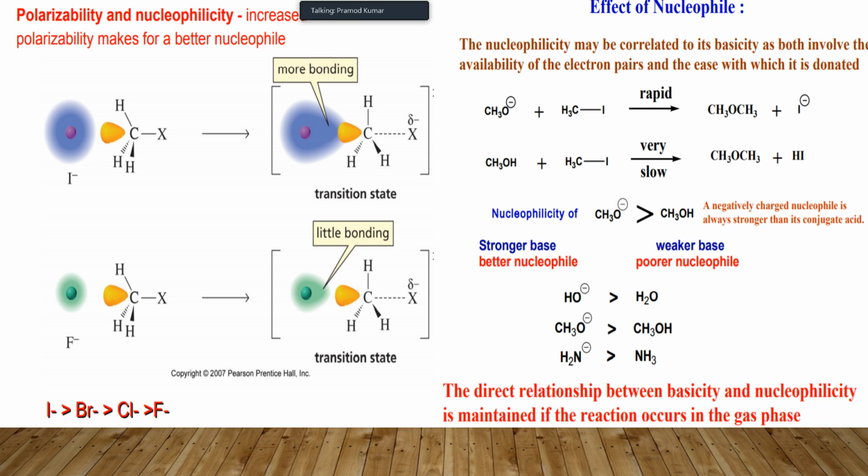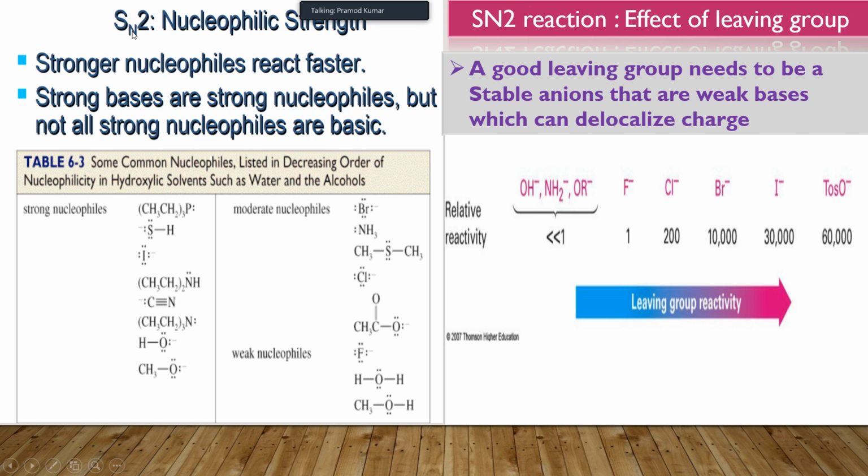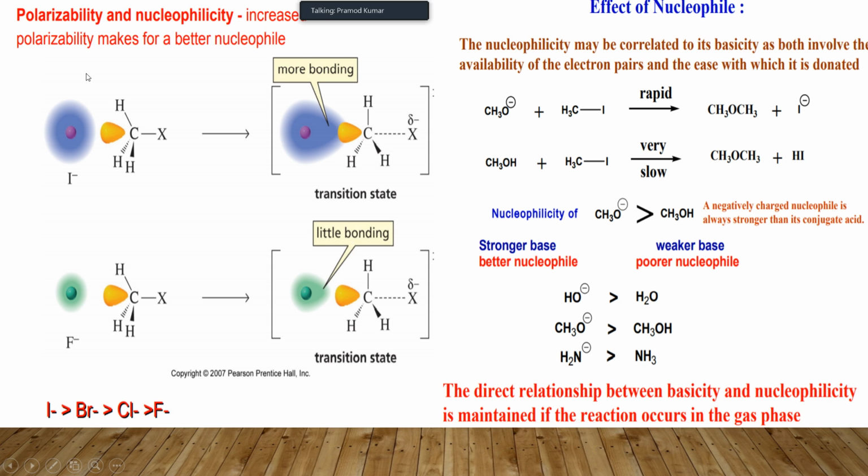So now what is polarizability and how is it related to nucleophilicity? Take iodine, your leaving group: the bulkier it is, the more polarized it is, so it can attack. Whereas fluorine being smaller, the polarizability will be less and the nucleophilicity also will be less. So this is the relation between your polarizability and your nucleophilicity. The more polarized, the more nucleophilic.